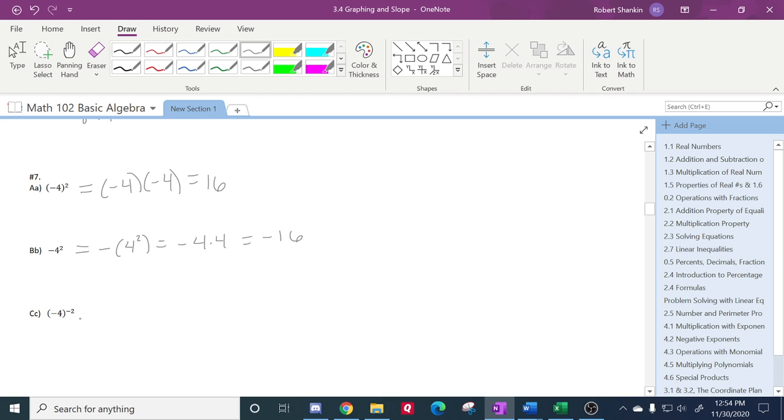On this one, the 2 negative signs do not interact with each other. They don't cancel each other out, because up in the exponent is very different than that other one. So anything to a negative exponent, we bring it to the bottom, and change the -2 to +2. And that becomes -4 times -4, which is +16. 1/16. Okay, a little feedback on number 7.